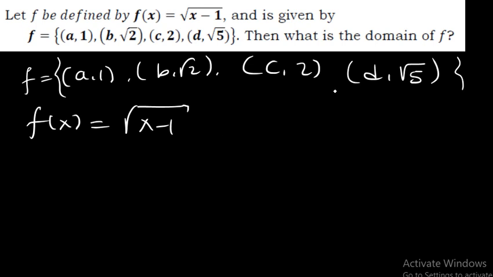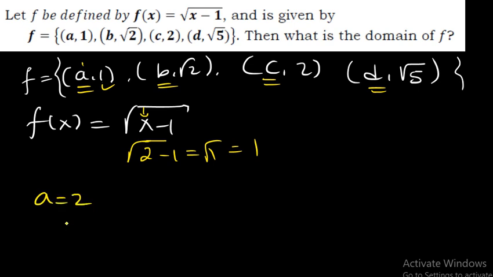Then what is the domain of f? The domain means all the first components. In another explanation, what is a, what is b, what is c, and what is d. This is asked because the domain means all the first components. That means, what number a is inserted in place of x to give you 1? I need to substitute 2, because 2 minus 1 will give me 1, and the radical of 1 will give me 1. That means the value of a must necessarily be 2.